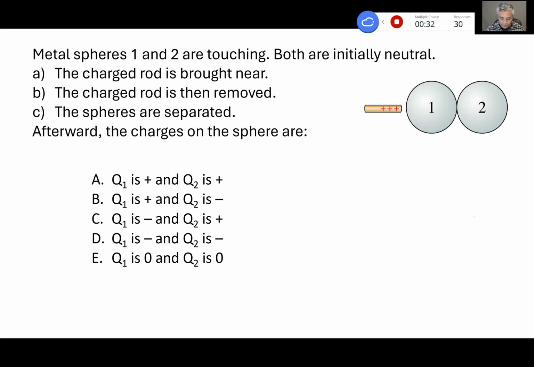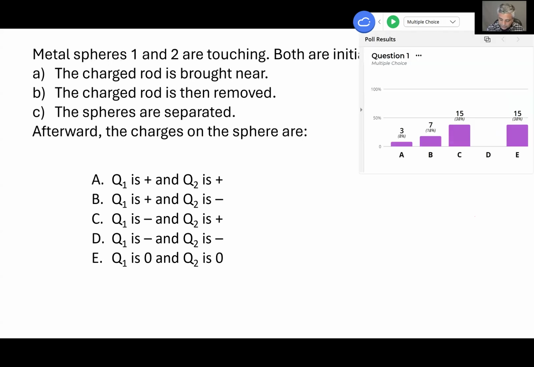30 more seconds. Okay, 5 more seconds. 5, 4, 3, 2, 1, and it stops. Okay, let's see how did we do here.